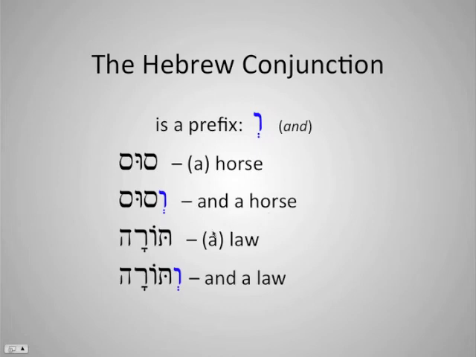Note we could also get that before the word Torah. Torah translates as law or a law. And when we have vetorah, we get and a law is how we translate that. So again, this is just another example of how Hebrew has this prefixed letter, the vav with the shva, and it adds an extra word to the translation. It adds the word and to the translation. Vasus, and a horse, vetorah, and a law.